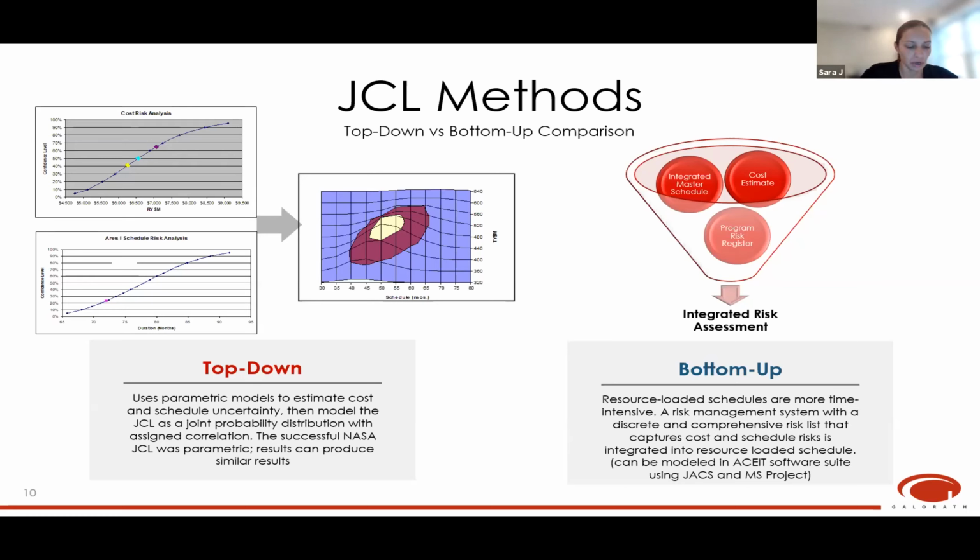Next, for the bottoms-up approach, we start with 3 elements. The first is the cost estimate, then the integrated master schedule, and then a risk register. By using the bottoms-up method, you would use a resource-loaded schedule and cost estimate, and then risk analysis would be done at the lowest WBS element level. The bottoms-up method is more time-intensive and can be done in some software, such as ACIT, using JAX and Microsoft Project. The JCL, when all three are combined using those software tools, combines the integrated master schedule, the cost estimate, and risk.